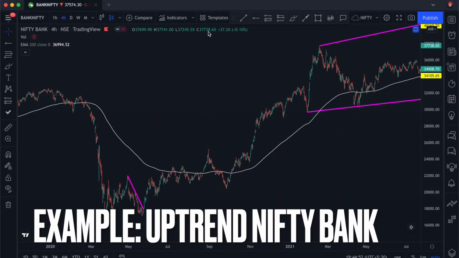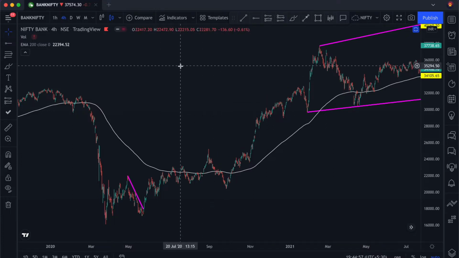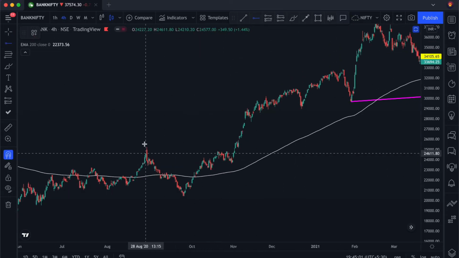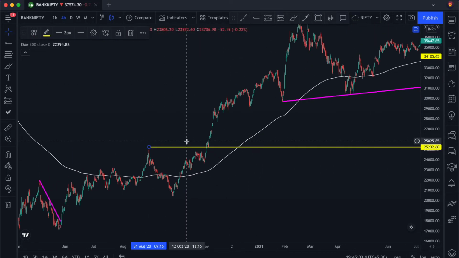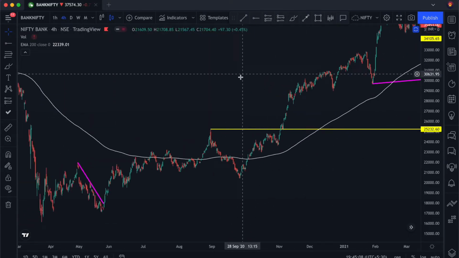Now, let's take a look at an example of an uptrend first. This is the Nifty Bank 4-hour chart. Let's start from any point. Let's take a look at this one, for example. With the break of this resistance, as you can clearly see, we started forming an uptrend.